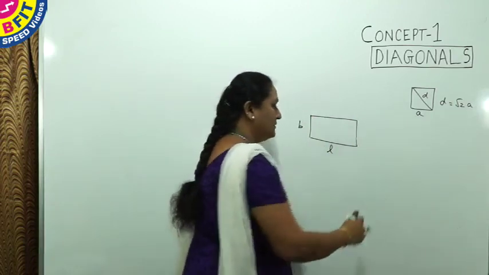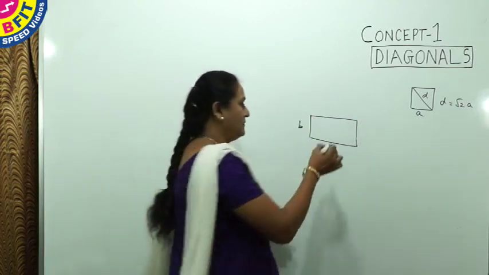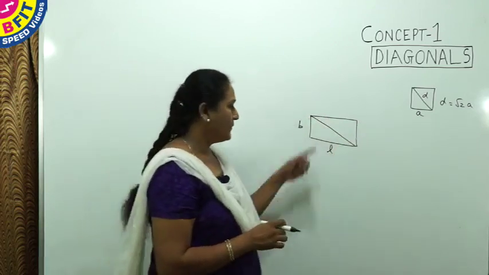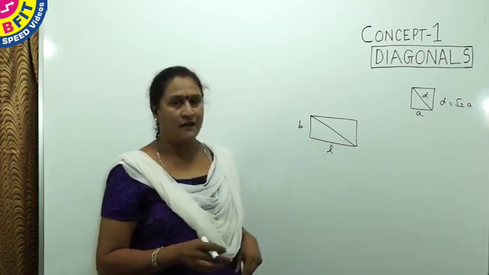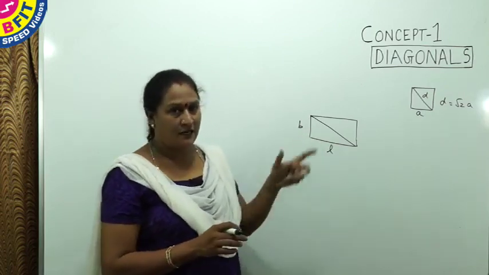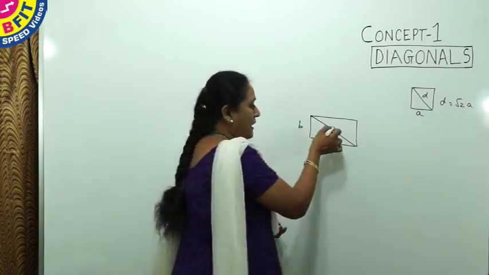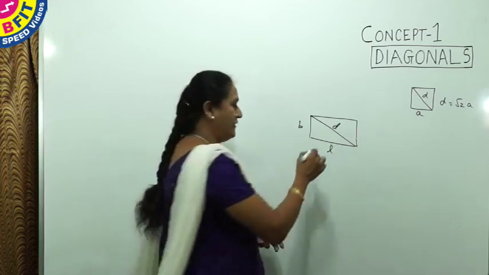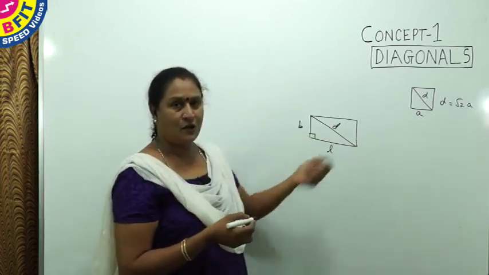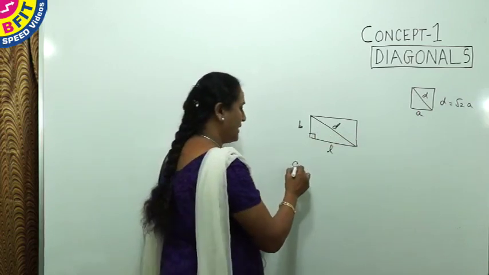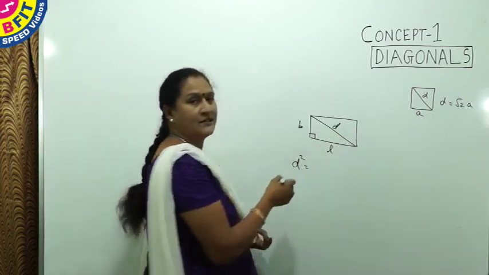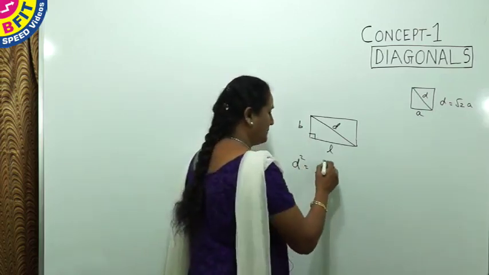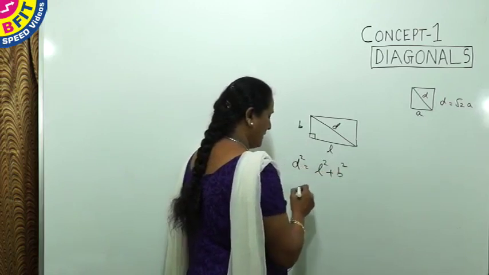And now what is the diagonal for a rectangle? This is one of its diagonals. For a rectangle also, we have two diagonals, and both the diagonals are of the same length. Now to calculate the length of the diagonal, we have the same right angle triangle. What is the Pythagoras theorem concept? D square is the sum of the squares of the sides which contain this 90 degrees. So it is L square plus B square.